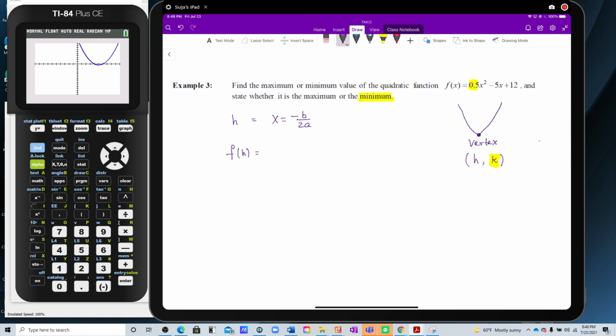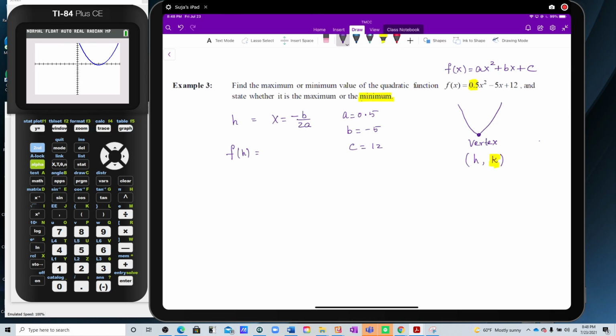So for this, what is a, b, and c? A is 0.5. B would be the coefficient of x, which is negative 5, and c is 12. Because when I write my general form here, f of x equals ax squared plus bx plus c, that's what you would represent it as. So a is 0.5, b is negative 5, and c is 12.